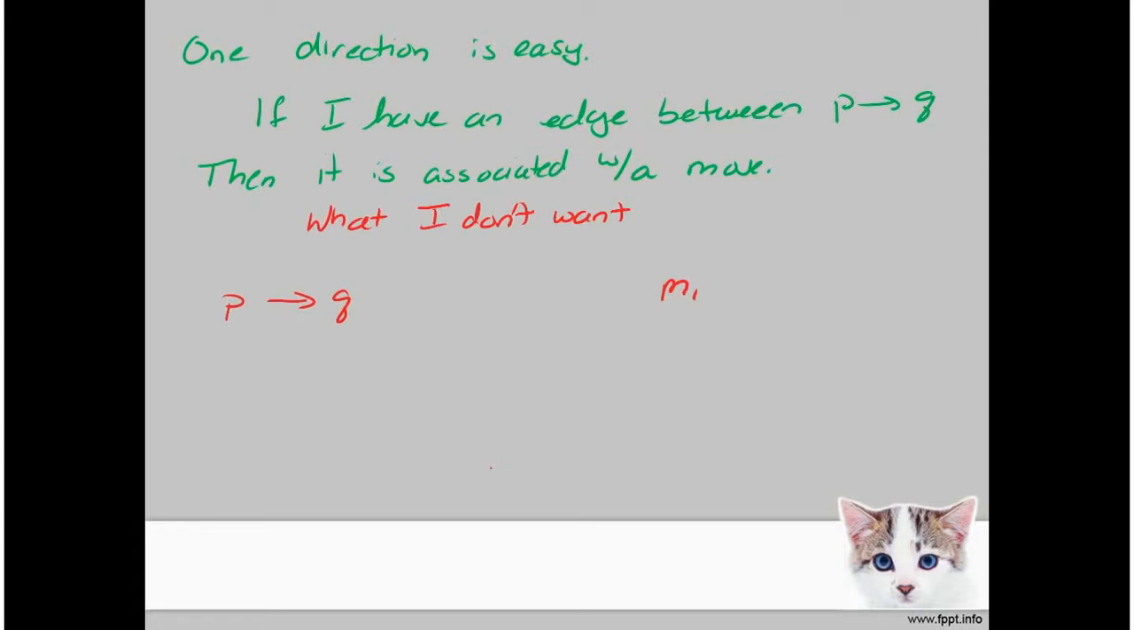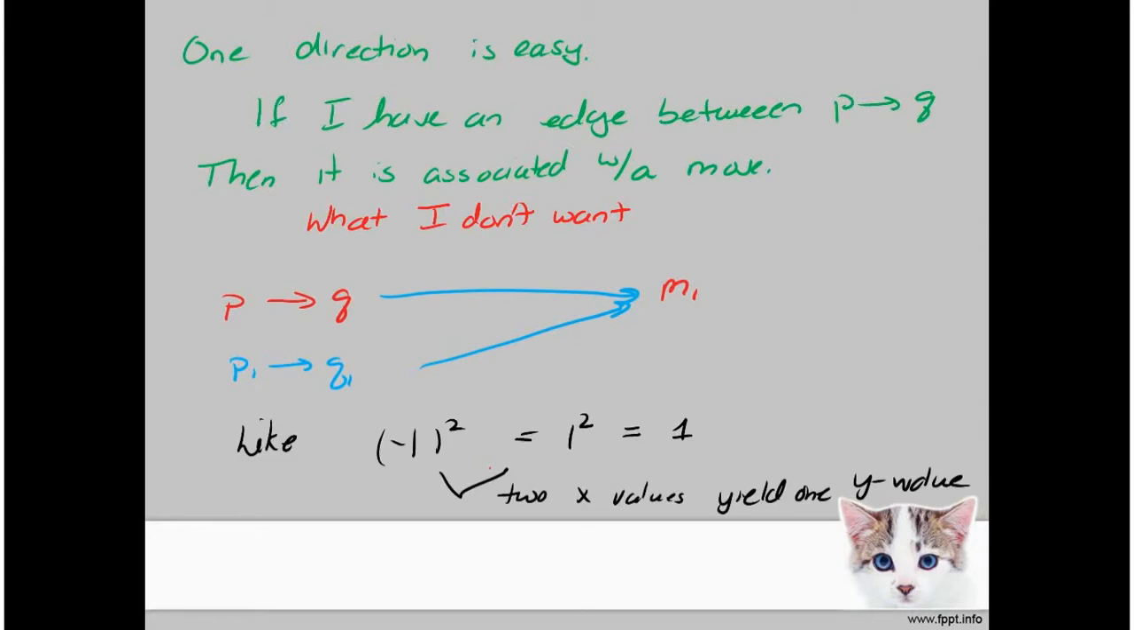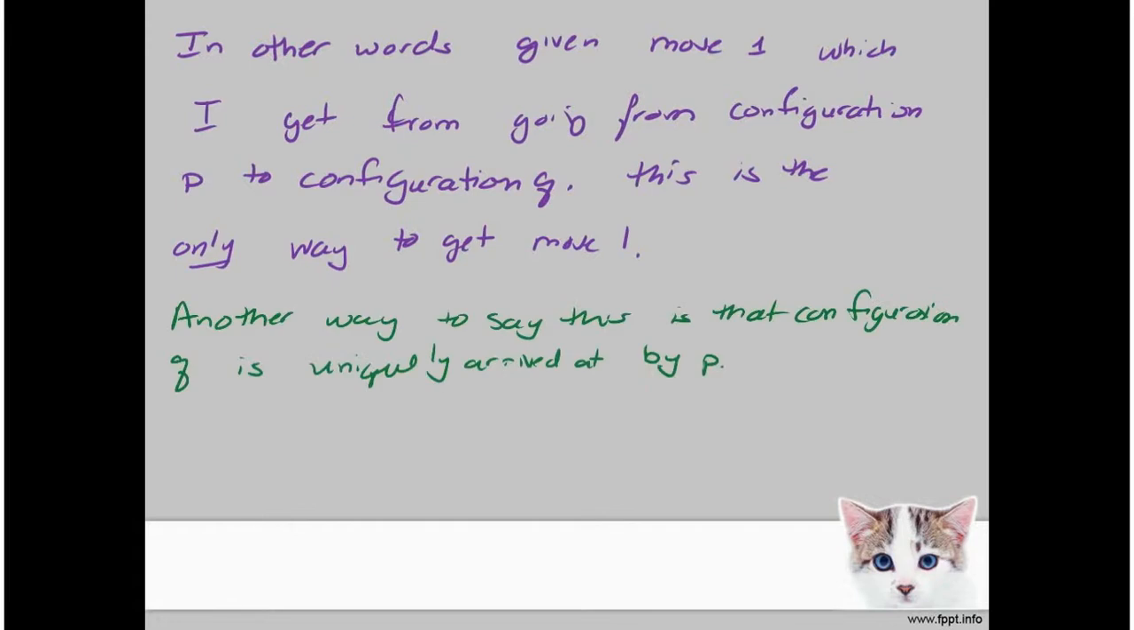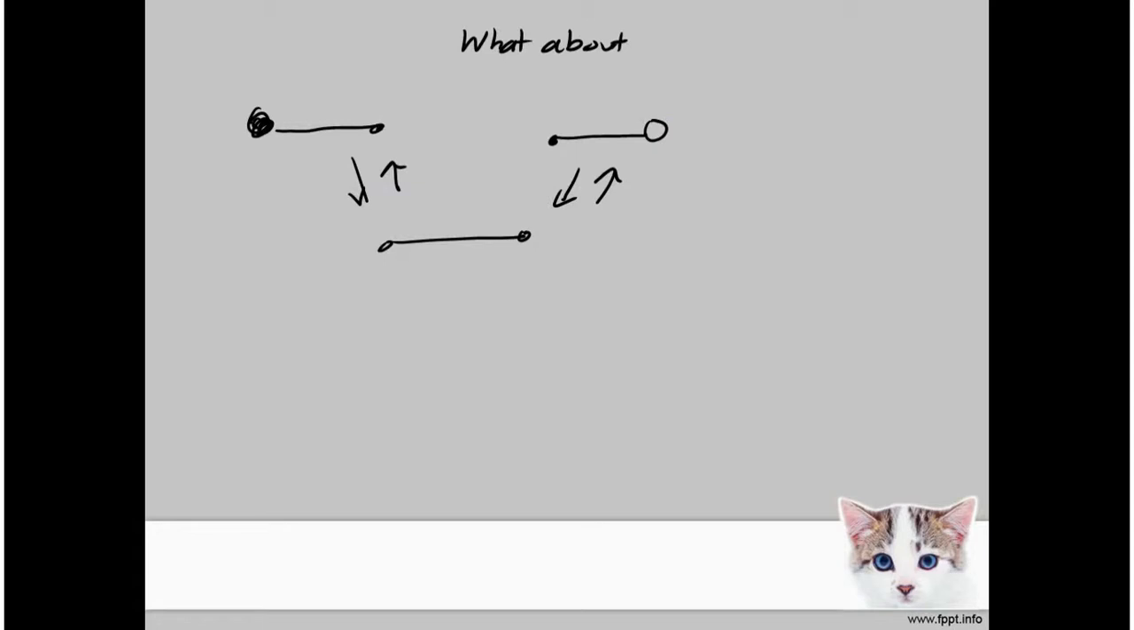What I don't want, what foils one-to-oneness, is this. You can think of the graph of y equals x squared, which is probably the most used and abused function in the undergraduate curriculum of mathematics. We have 2 different x values yielding one y value, so we don't want that. In other words, given one move I get from a configuration P to configuration Q, this is the only way to get that move. Another way to say this is that the configuration Q is uniquely arrived at by P.